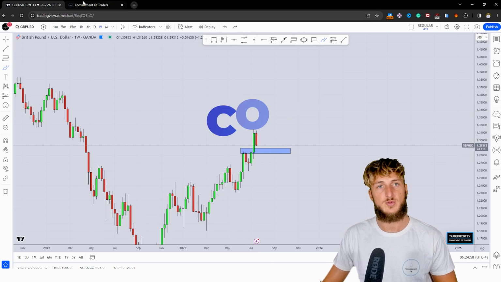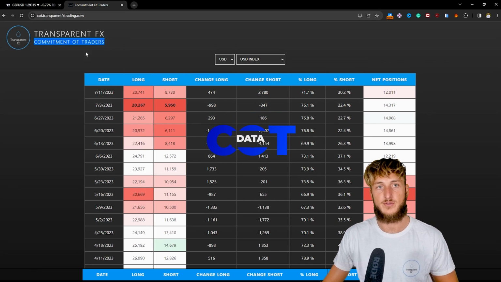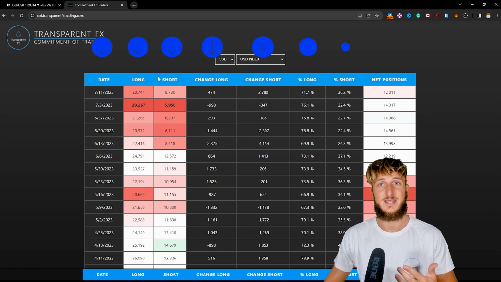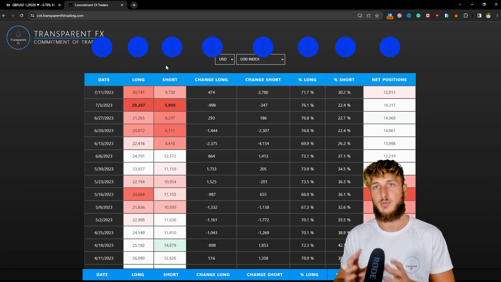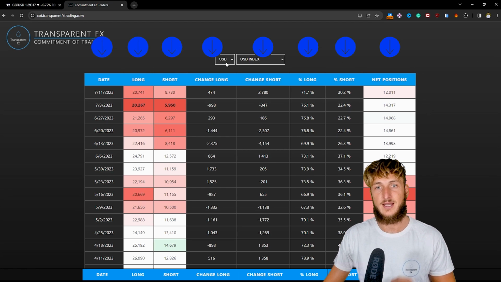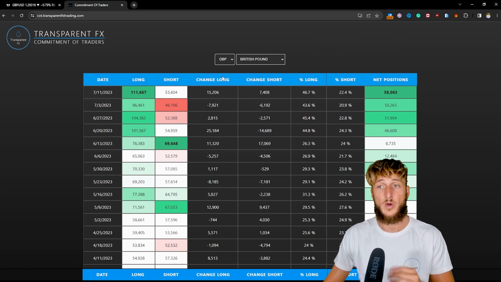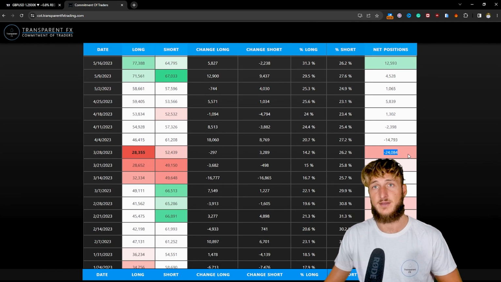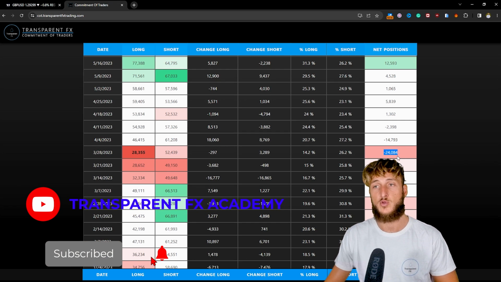Now, if we go and see what we have when it comes to the commitment of traders, so the COT data, which is what the non-commercials, so the biggest speculators in the market are doing, which are essentially hedge funds, so the big players in the market, and we check the data precisely for the pound, what we can see is that with the last reports, we went from having a negative net positioning of minus 24k net positions with way more shorts than longs.